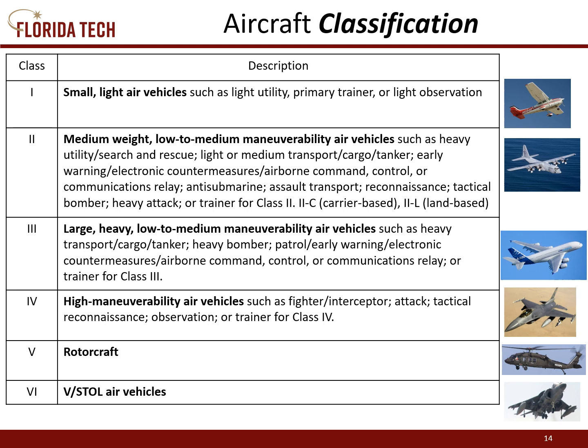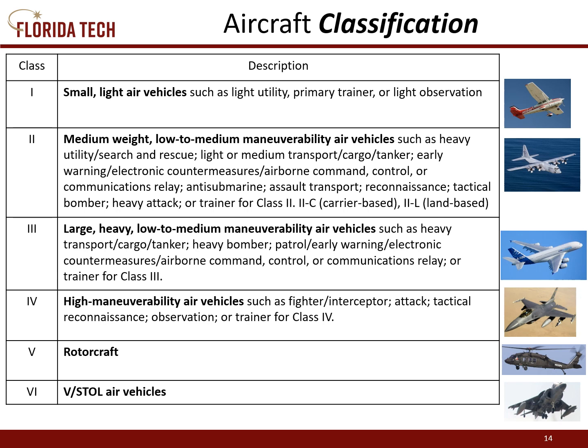The MIL standard defines 6 classes of aircraft, and we'll go through these one by one. Class 1 are small light air vehicles, such as light utility, primary trainer, and light observation. You can think of a Cessna 172 for Class 1. Class 2 would be medium weight, low to medium maneuverability air vehicles, such as heavy utility, search and rescue, light or medium transport, cargo, tanker, early warning, electronic countermeasures, airborne command, control or communications relay, anti-submarine, assault transport, reconnaissance, tactical bomber, heavy aircraft, or trainer for Class 2. Class 2 also sometimes is designated with another symbol, a -C for carrier-based or -L for land-based. You can think of a Class 2 medium-weight aircraft as maybe a C-130.